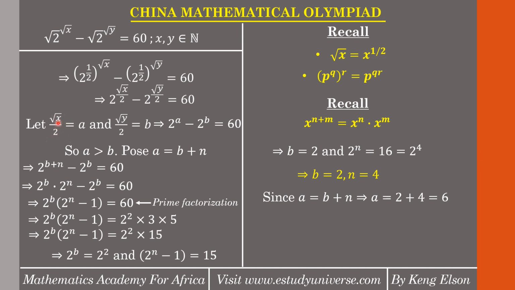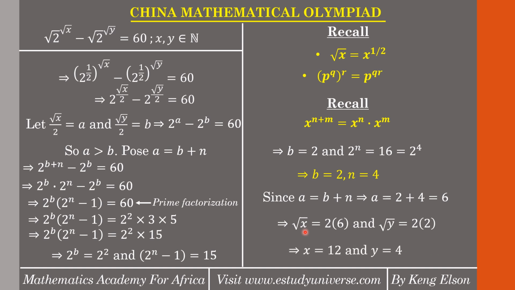From here we have root x is equal to 2a. From here we have root y is equal to 2b, but a is equal to 6. It therefore means that root x will be 2 times 6. B is equal to 2, so root y will be equal to 2 times 2. 2 times 6 is 12, and to get x we have to square both sides. So root x equal to 12. The value of x is just the square of 12, because we need a number that when we take the square root of it we get 12.